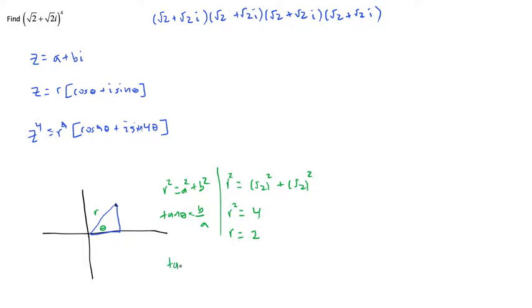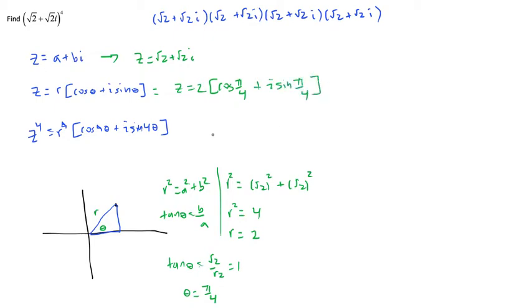Similarly, tangent of theta is going to equal radical 2 over radical 2, which is just equal to 1. In quadrant 1, do I know where tangent is equal to 1? And we do. In this case, theta is equal to pi over 4. So we can rewrite this in its polar form. Remember, this was radical 2 plus radical 2i. So this in polar form would be 2 times the cosine of pi over 4 plus i sine of pi over 4.